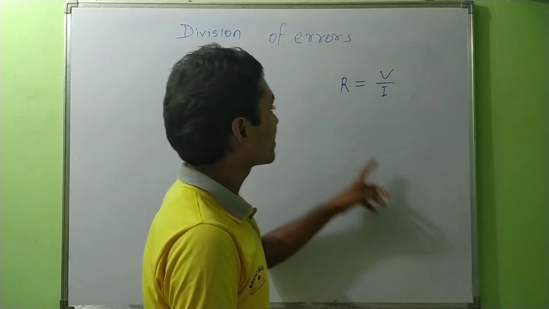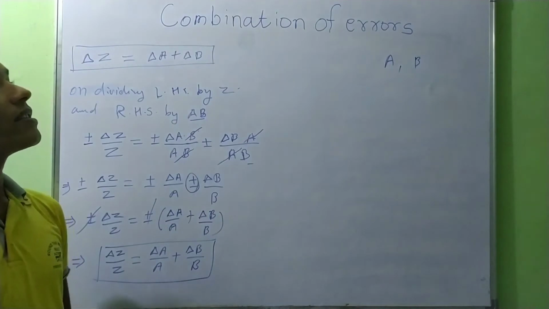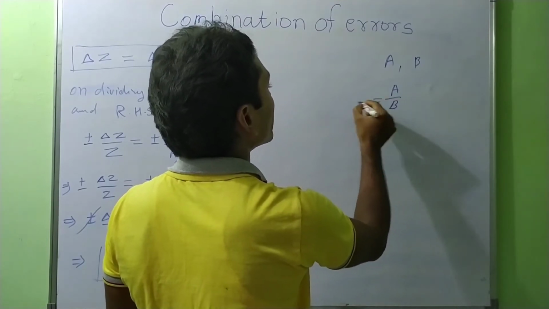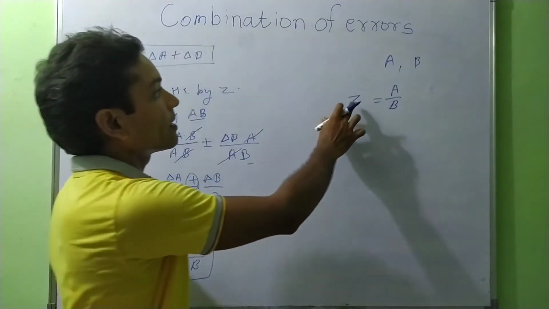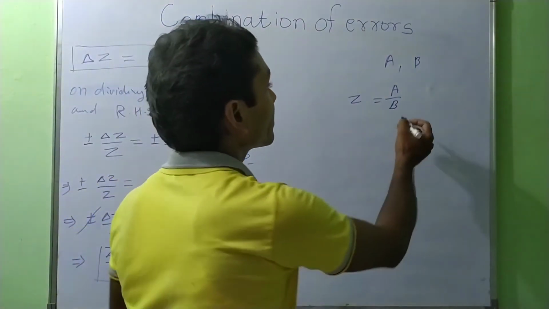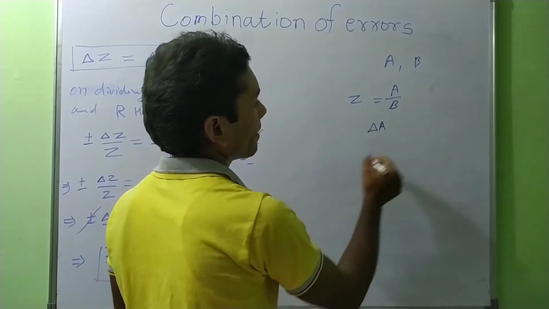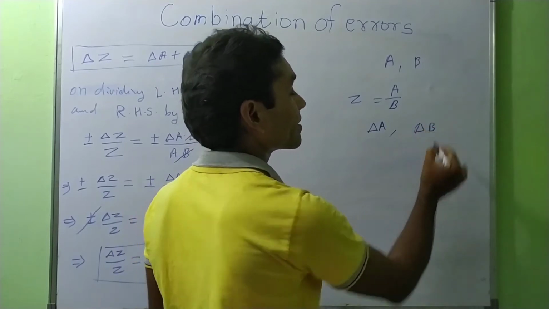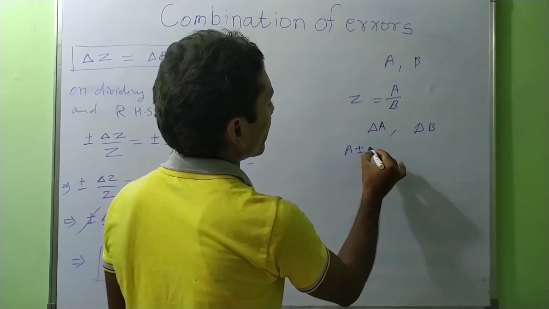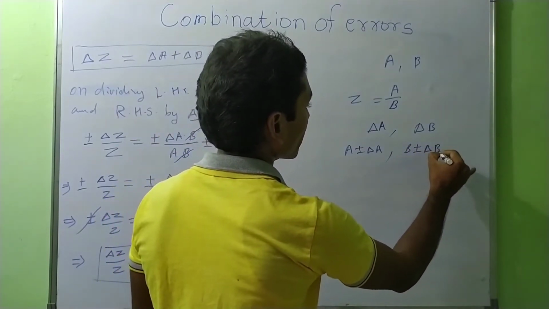So let's understand it. Let the first physical quantity be A and the second be B. These physical quantities are measured, and let the division of A and B be equal to Z. This Z is the result of the division of two physical quantities, and during the measurement, the error in the first physical quantity is del A and the error in the second is del B. So the first physical quantity will be A plus minus del A, and the second will be B plus minus del B.